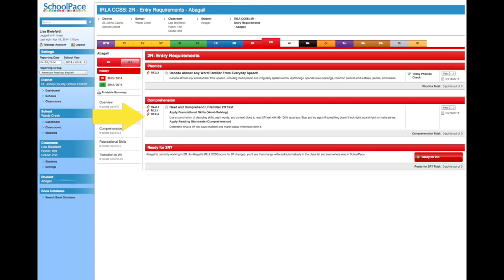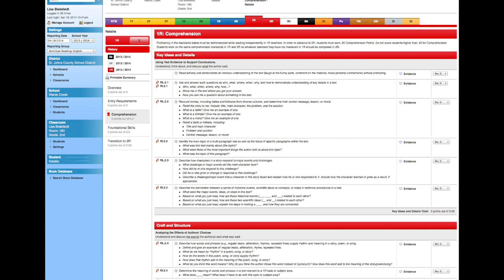For reading comprehension, she did score enough points to move into 2R. So looking at IRLA, if I scroll down to the very bottom, it says ready for 2R. I have to click yes, ready for 2R. Then on IRLA, I'll be able to look at the comprehension skills, the foundational skills, and the transition skills as I'm looking to form my instruction. And in this section is where I'll start adding points for Abigail, looking at the different comprehension elements by standard and also the foundational skills by standard.